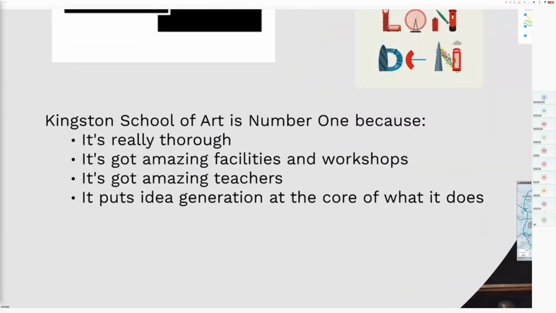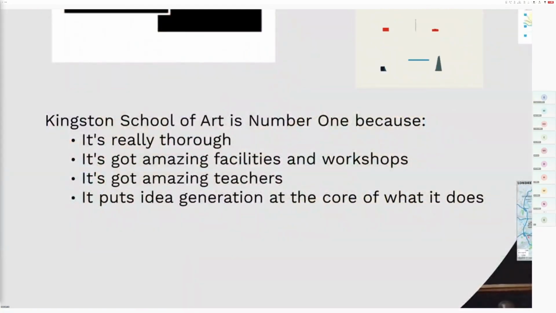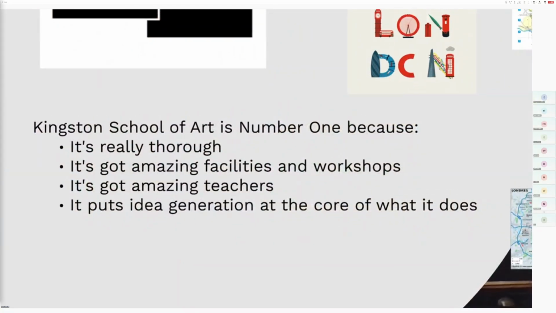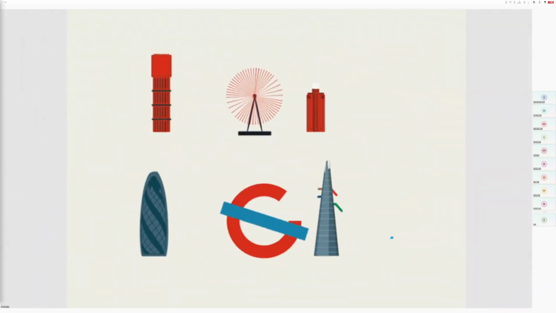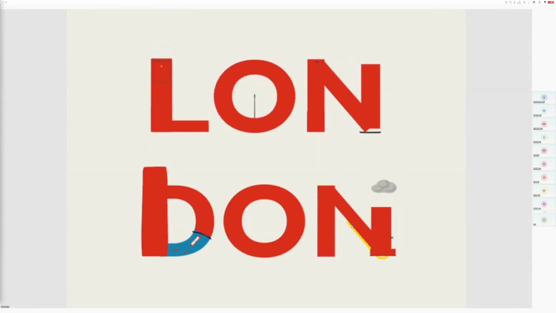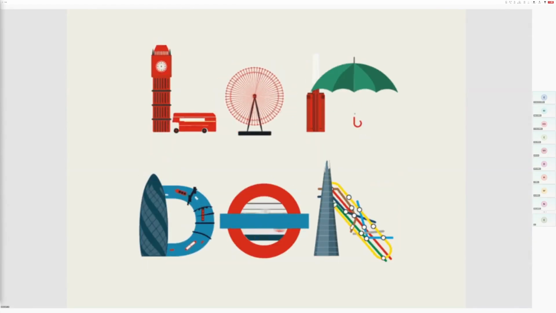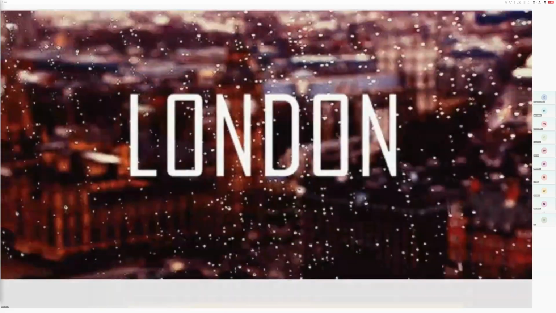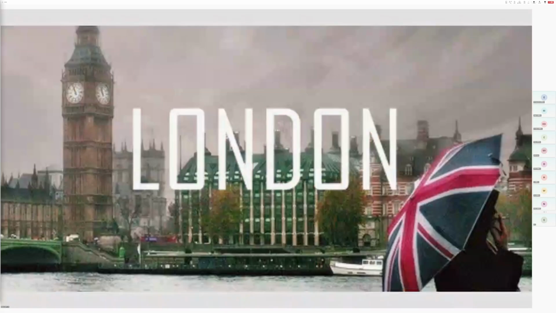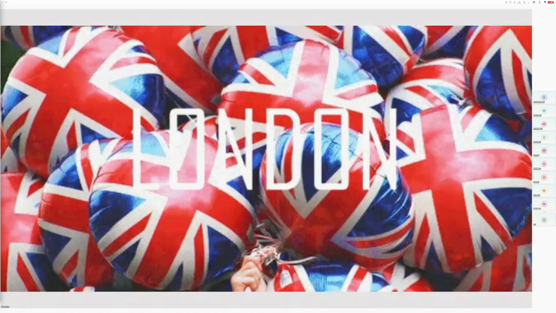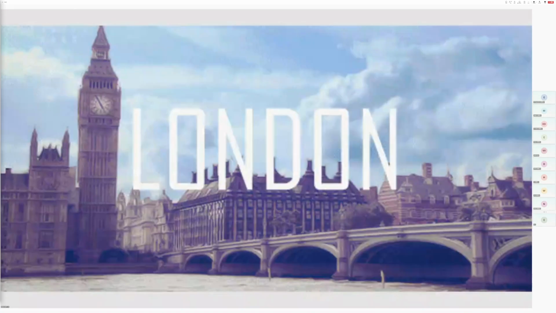Kingston School of Art is number one in London for many subjects. It's really thorough. It really looks after its students. It's got the best facilities and workshops. It's got amazing workshops. It's got amazing teachers. That's me. And it puts idea generation at the core of what it's all about. And London is such an exciting city to learn the arts. I think New York in America or London are the big creative capitals in the world. And so there's always so much to do, so many exciting things to do. It's really historic London, but it's also very cutting edge.